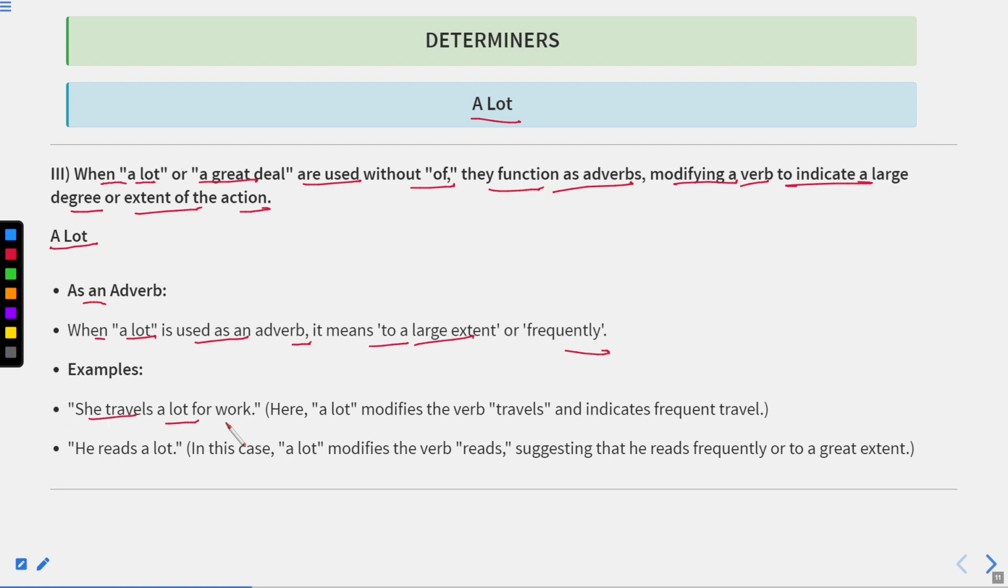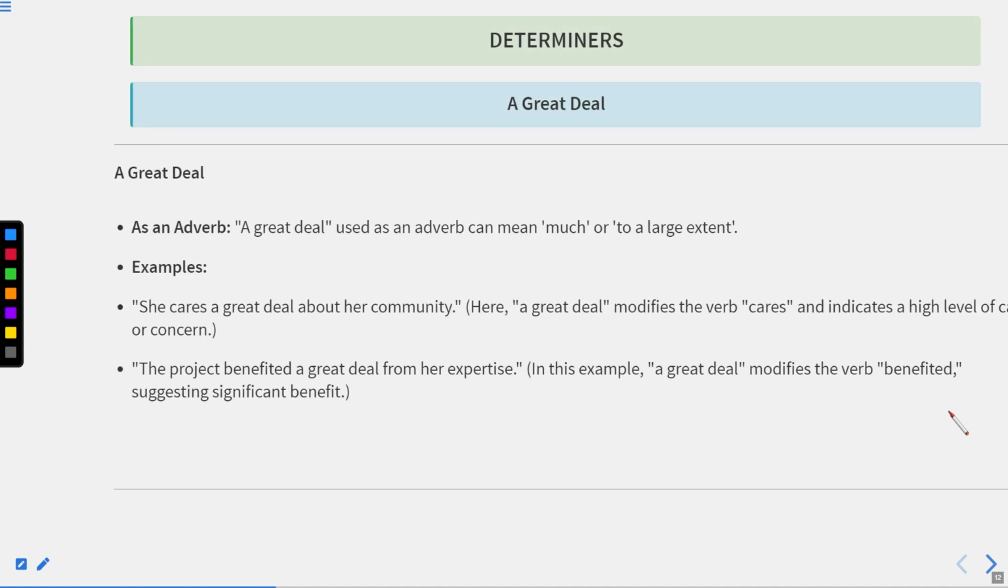She travels a lot for work. Here a lot modifies the verb travels and indicates frequent travel. He reads a lot. In this case, a lot modifies the verb reads, suggesting that he reads frequently or to a great extent. Now let us move to the next one.